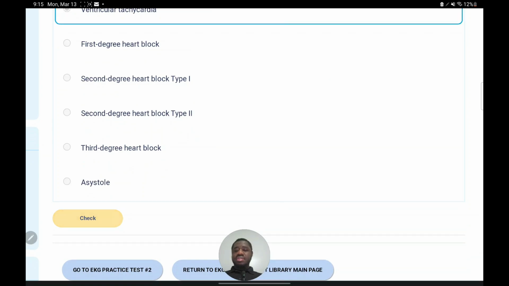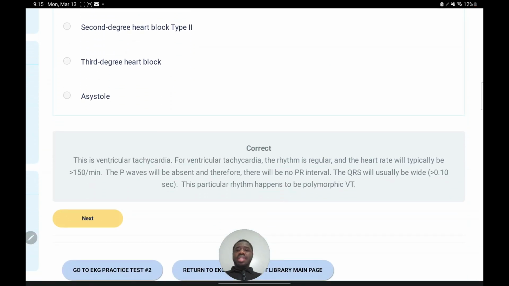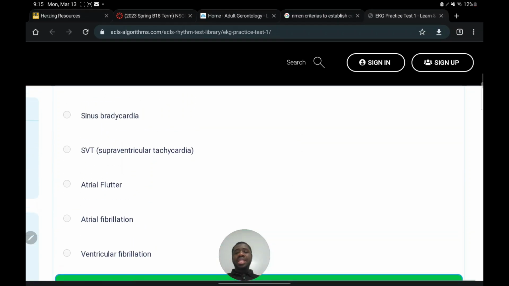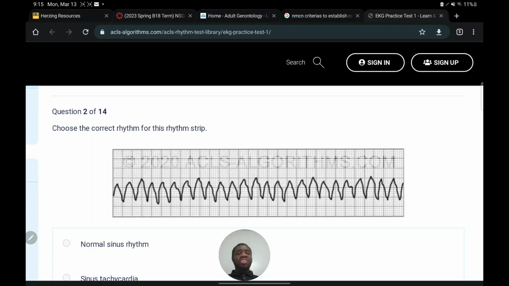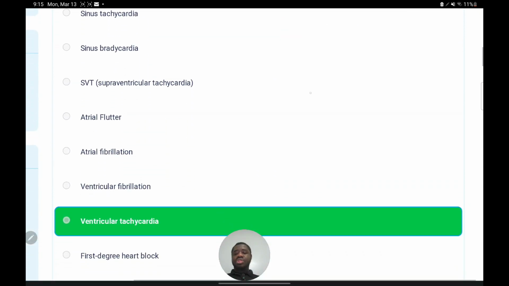So let's check the answer. You can see this is VTAC. For VTAC, the rhythm is regular and the heart rate will typically be greater than 150 beats per minute. The P waves will be absent and therefore there will be no PR interval. The QRS will usually be wide. So we can see that the QRS complex is very, very wide, and the rate is more than 150 beats per minute. So this is ventricular tachycardia. So we got the answer right.